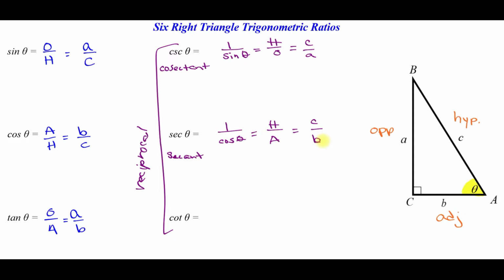So if it helps you to remember it, I remember that they're opposite letters. Cosecant starts with C. It's the reciprocal of sine, which starts with S. Secant, which starts with S, is the reciprocal of cosine, which starts with C.